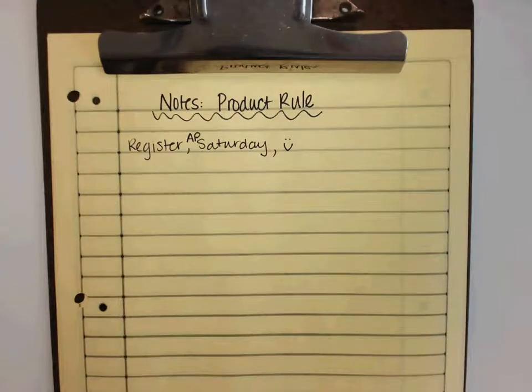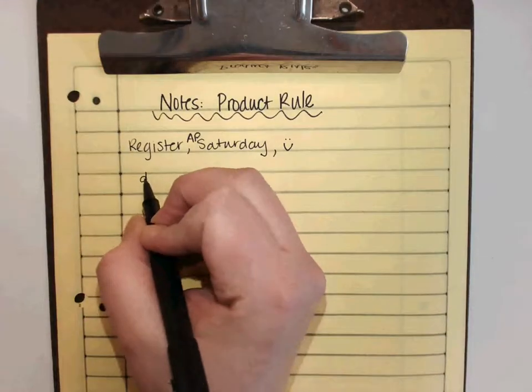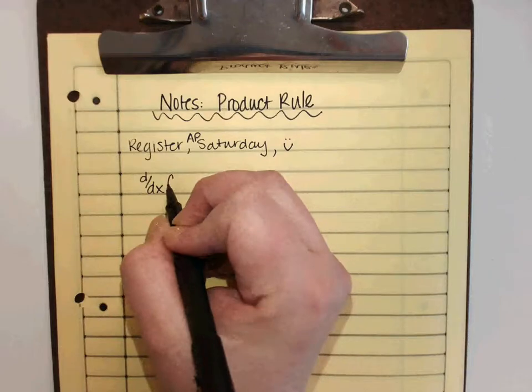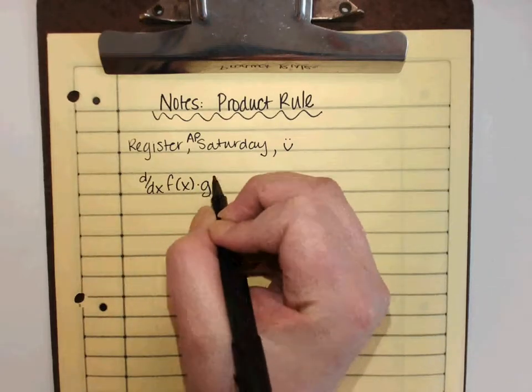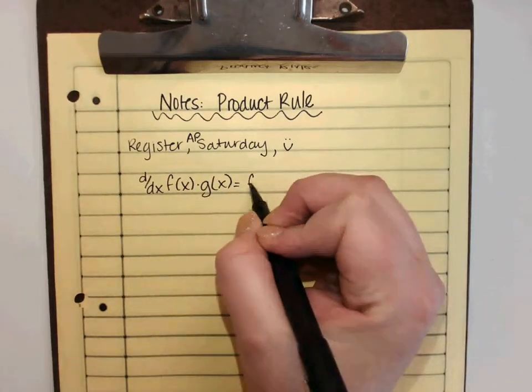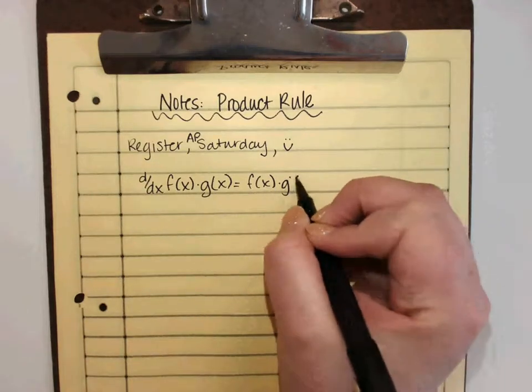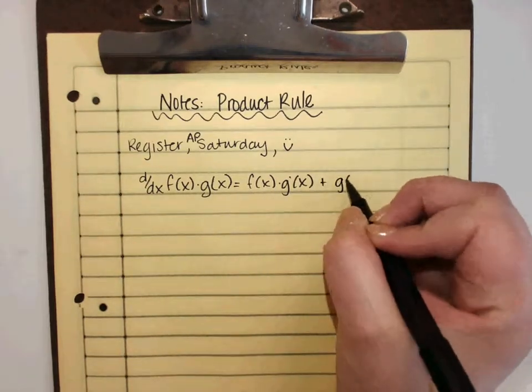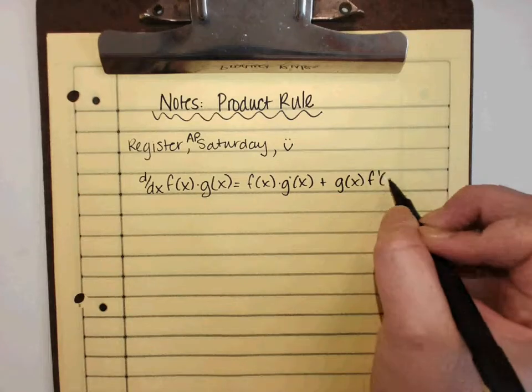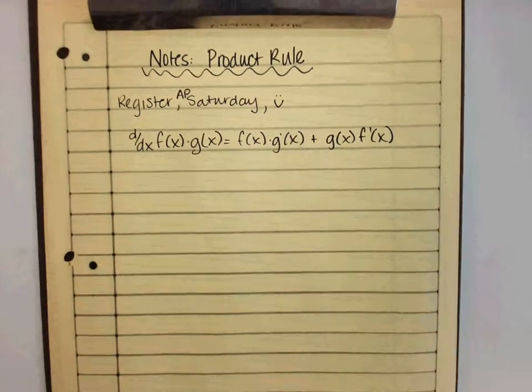Okay, here is the product rule. Are you ready? The derivative of f of x times g of x is f of x g prime of x plus g of x f prime of x. Okay, write it down.